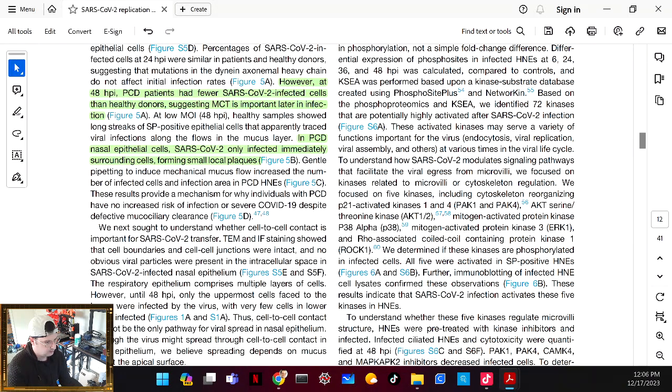Gentle pipetting to induce mechanical mucus flow increased the number of infected cells. So if you have a lot of mucus flow, that's going to spread the infection. I'm happy they did that. These people are smart. And if you have very motile cilia, that'll spread the infection as well to other cells in your nasal passages.